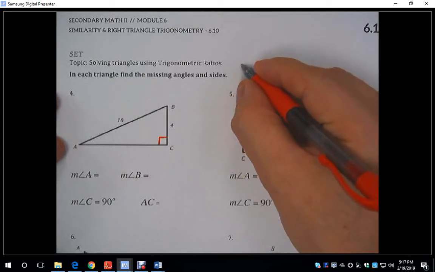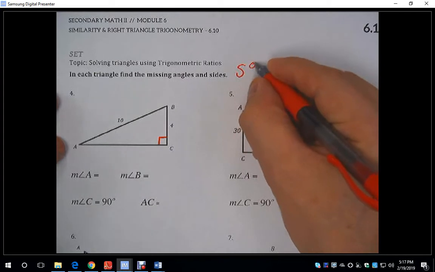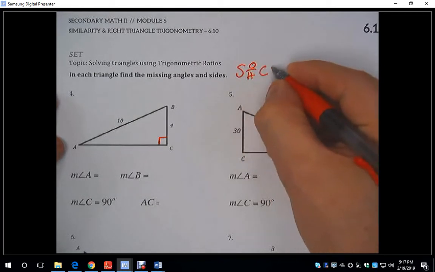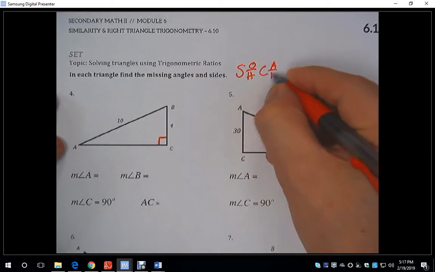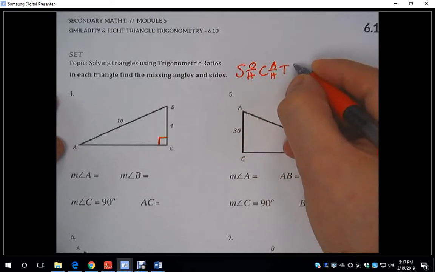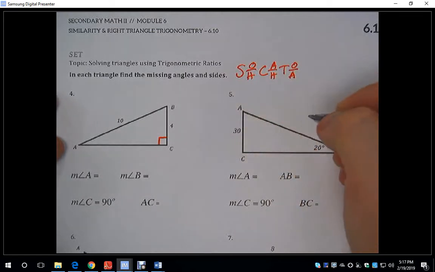we can use sine of our angle, which is opposite over hypotenuse. We can use cosine of our angle, which is adjacent over hypotenuse. And we can use tangent of our angle, which is opposite over adjacent.